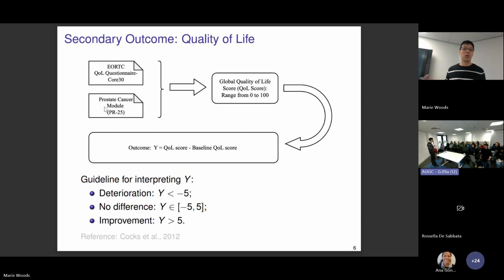The outcome that people are often looking at in these types of trials is the change from baseline quality of life, so the difference between your current quality of life minus the baseline quality of life. Usually, this is just a rule of thumb for you to get an idea of what this quality of life score will look like. It's between 0 and 100, so a meaningful difference will be something like 5 points.